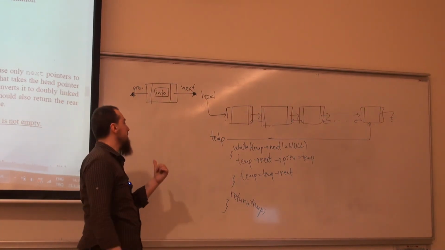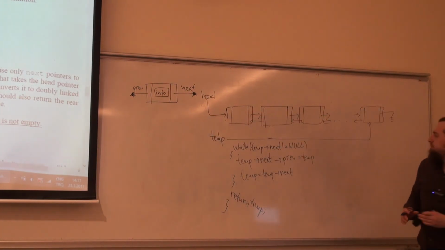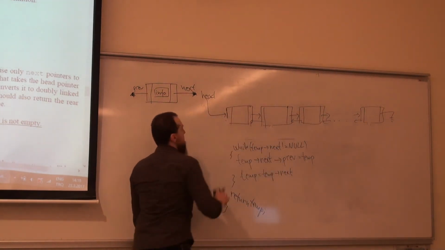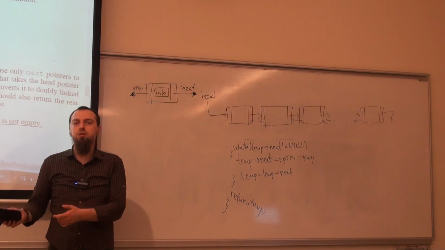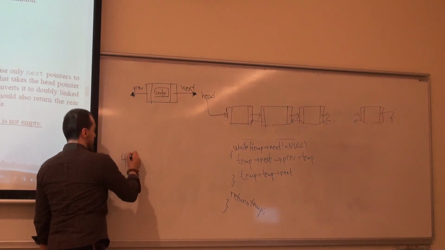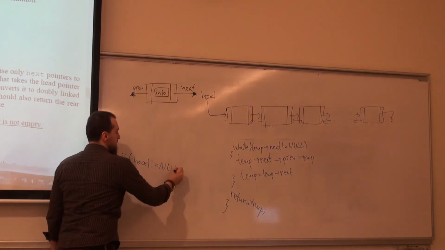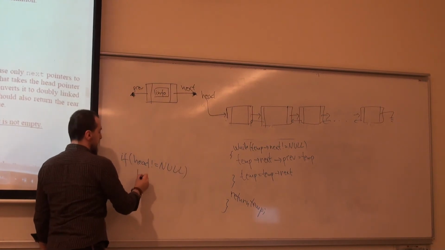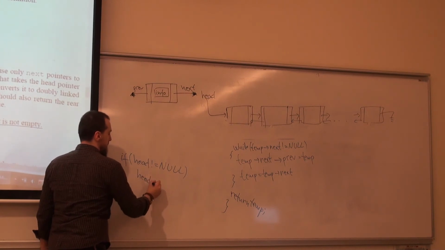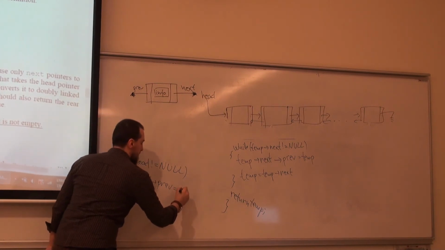Head previous is equal to null. Yes, you're right about that also. Let's write it. Very nice. But what if head is null? We should check if head is not equal to null. Then, so let me write it here. If head is not equal to null, because it might be null, then we might say head previous is equal to null.